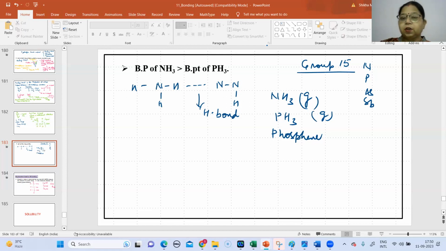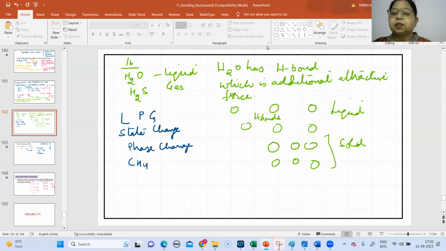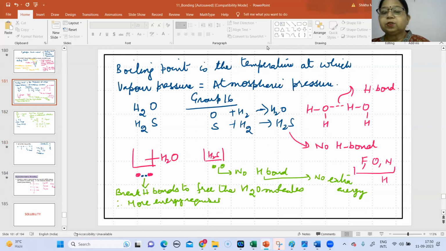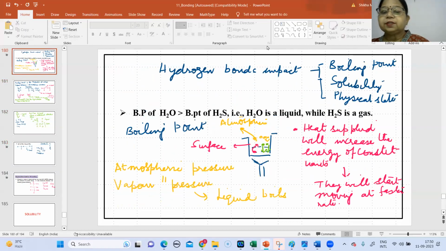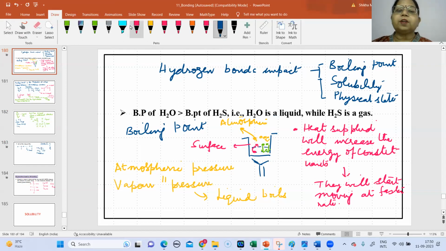Whereas in case of water and H2S, you have seen the physical change in state. That is why in the beginning I told you that it is not necessary that the physical state is always going to change. It may change or it may not change. But hydrogen bonding is definitely going to affect the boiling point and the solubility, right?